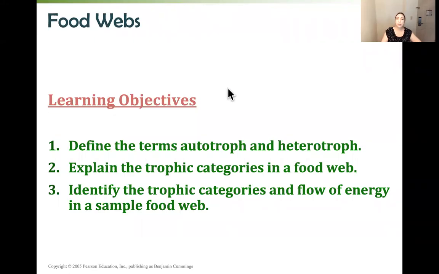Okay, so this is a continuation of my previous lecture on energy flow. Now we will be talking about food webs and ecological pyramids. So the learning objectives for food webs: you need to be able to define the terms autotroph and heterotroph. You need to be able to explain the trophic categories in a food web. And then if I give you the picture of a food web, you need to be able to identify the trophic categories and the flow of energy.